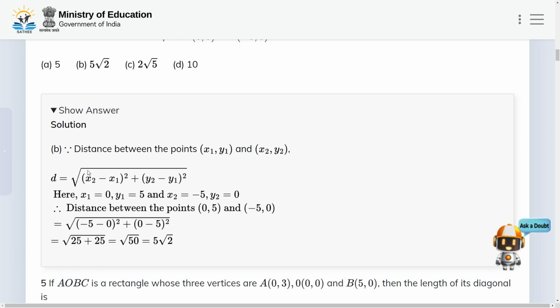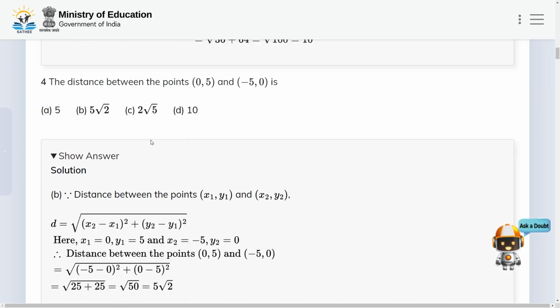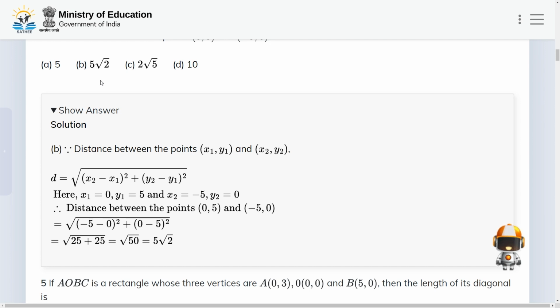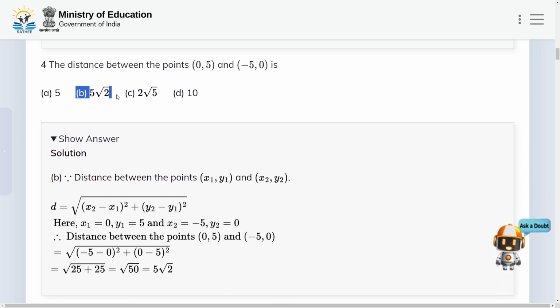And here x1 is equal to 0, y1 is equal to 5, x2 is minus 5 and y2 is equal to 0. Okay, so therefore the distance between the points (0, 5) and (-5, 0) is equal to square root of (-5 minus 0) whole square plus (0 minus 5) whole square, that is equal to square root of 25 plus 25, and this is equal to square root of 50, and this is equal to 5 times root 2. Okay, so therefore the distance between the points (0, 5) and (-5, 0) is 5 times root 2. So here the correct answer is option number B.